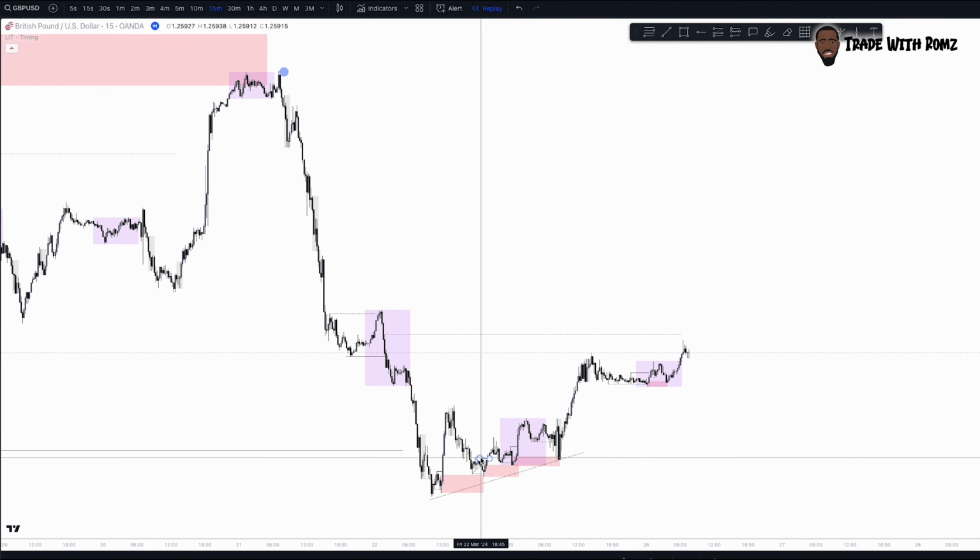Liquidity taken, break of structure. Liquidity taken, break of structure. Liquidity taken, break of structure.